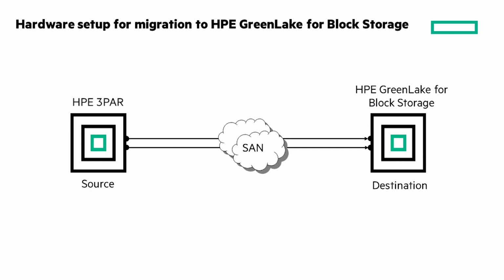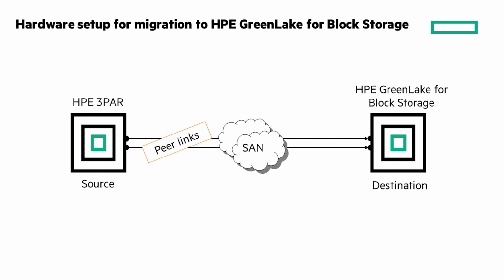From a physical standpoint, this is the hardware layout we are using in this video. On the left, you see a legacy HPE 3PAR 8000 system where the volumes reside that we want to migrate. Shown on the right is the HPE GreenLake for block storage system that will be the destination for these volumes. The data is transferred between the 2 systems over a pair of dedicated fiber channel paths called the peer links. You can configure up to 8 peer links to speed up your data transfer.